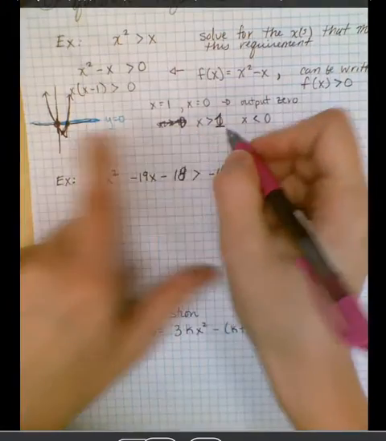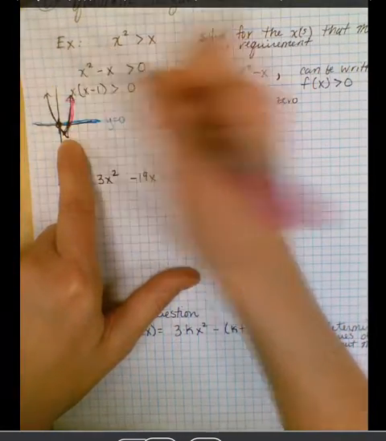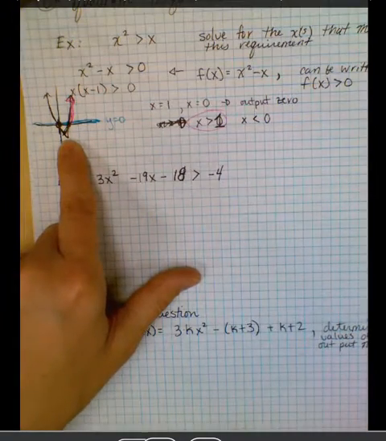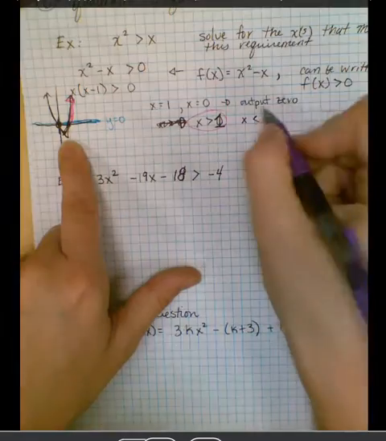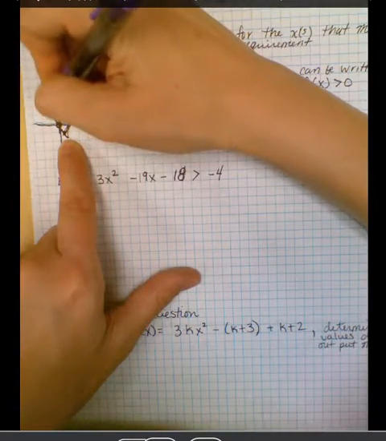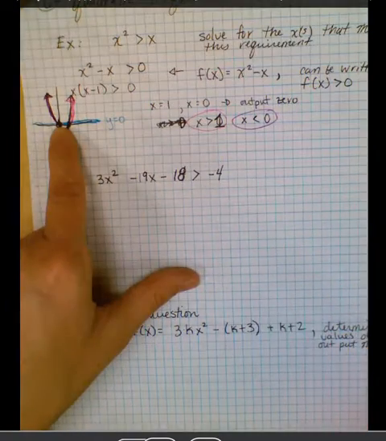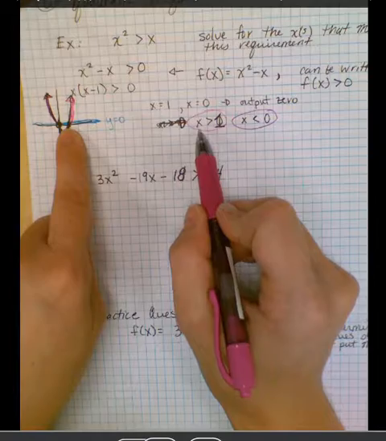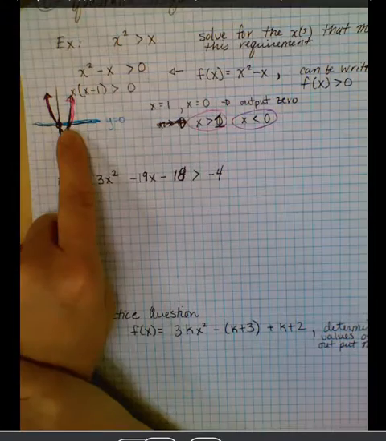So x is greater than 1. That would be this section right here. And x is less than 0. That would be this section right here. All of the values of x less than 0 provide an output that's greater than 0. All of the values that are greater than 1 provide an output that is greater than 0.